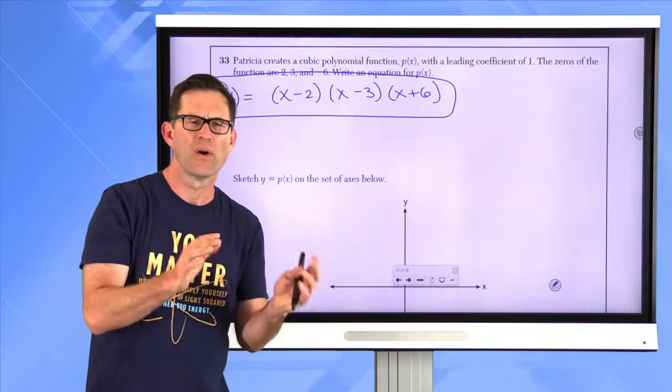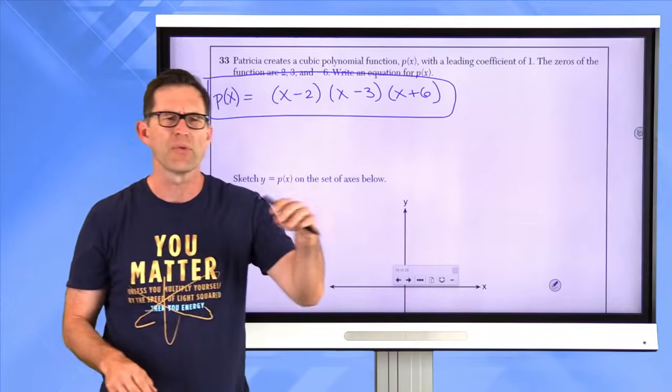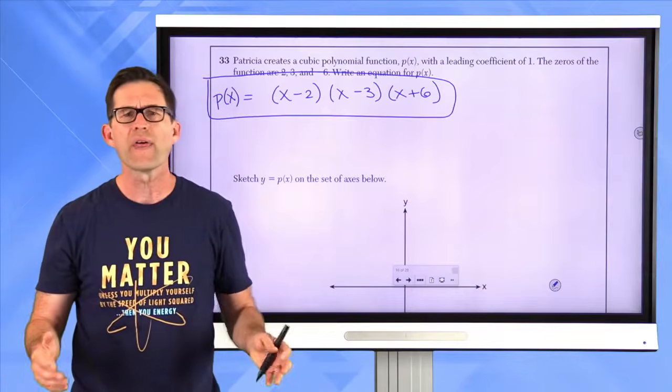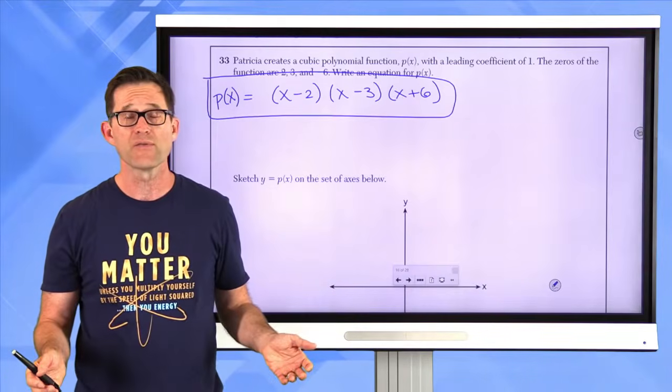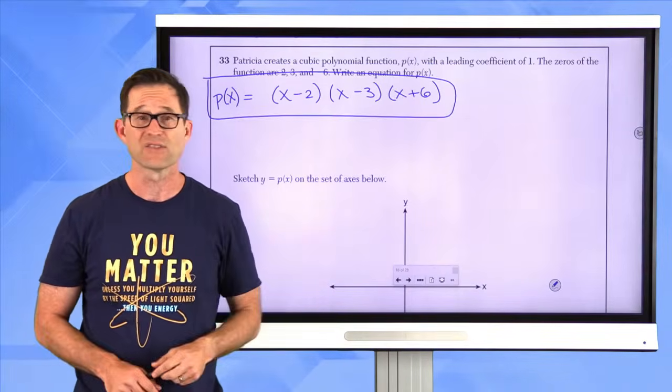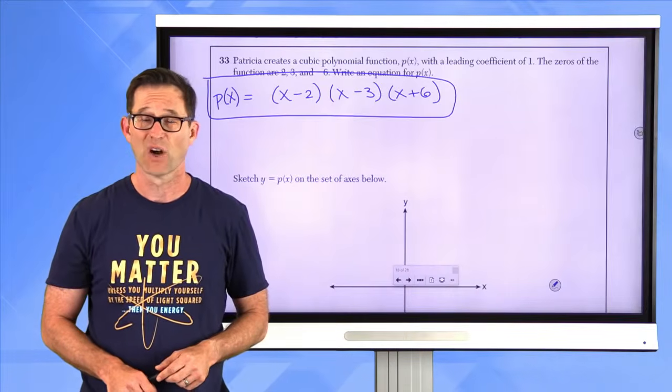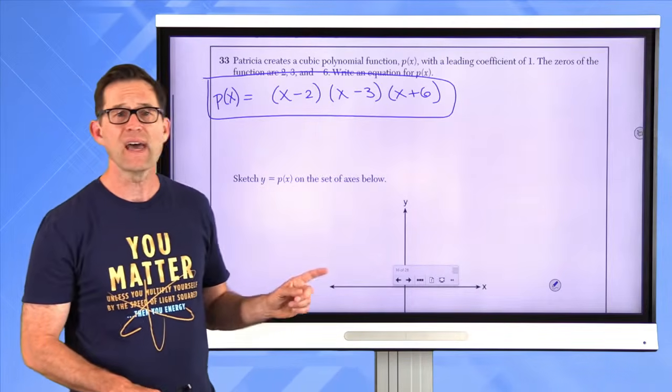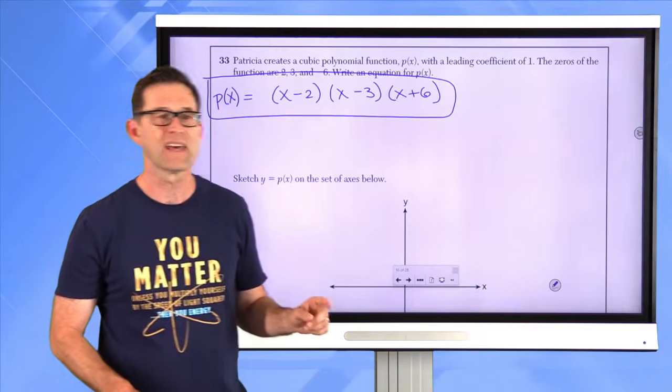Then I'd have to have x cubed minus 3x squared plus 11x minus, whatever that would be. But if I just want an equation for the polynomial, that's it. And that's 2 out of the 4 points. Talk about an easy 2 points. Now sketch y equals p of x on the set of axes below.